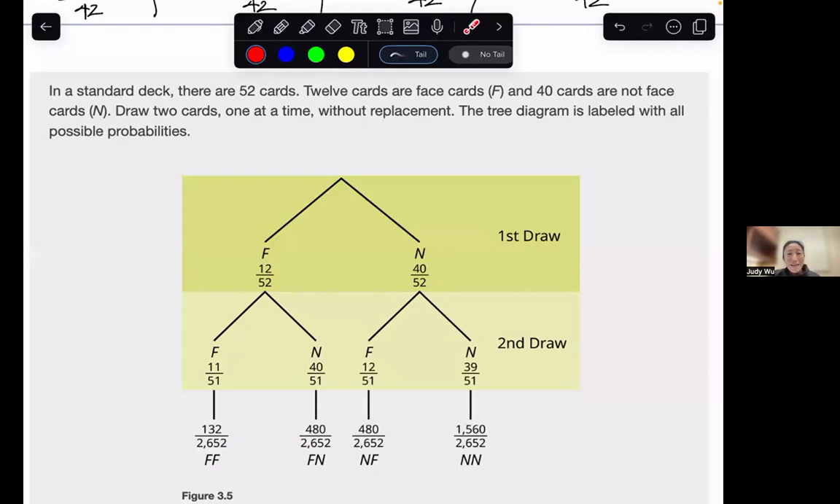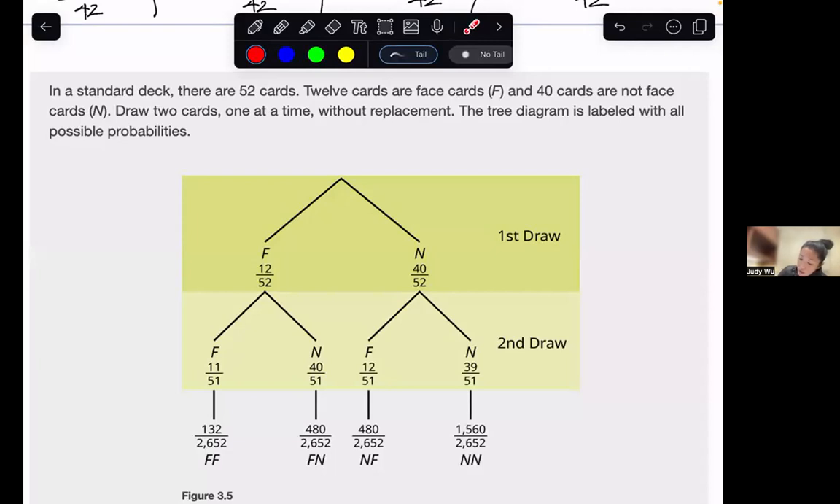So I wanted to take the time to do a little bit more of a complicated example. And again, we're just going to go back to the classic cards because I think it's nice to know about a deck of cards, okay? So in a standard deck, there are 52 cards. 12 of the cards are face cards and 40 of the cards are not face cards.